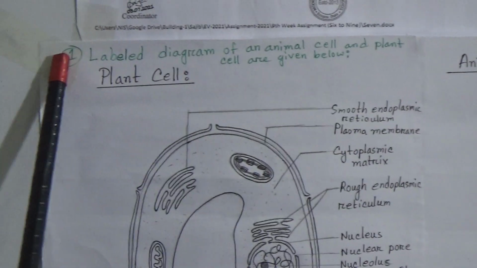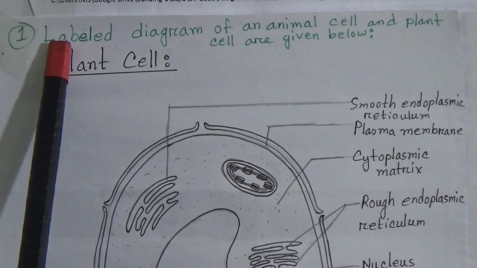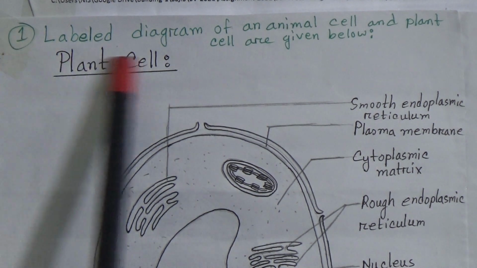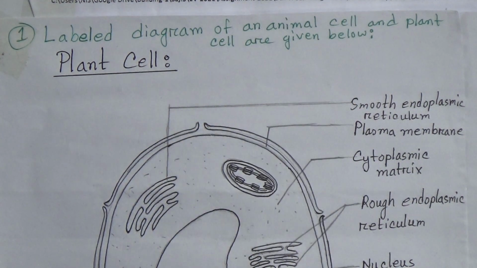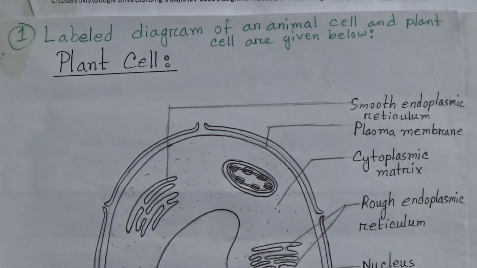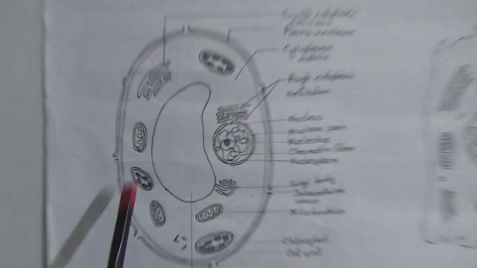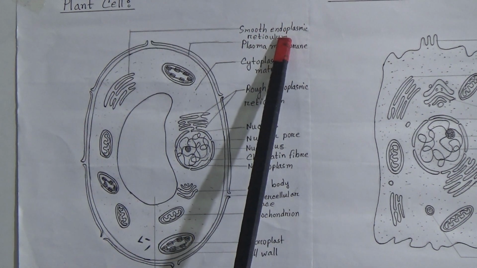Students, I have written here the answers of these questions. Here is the answer to question 1. Question 1 was draw and label the diagram of an animal cell and plant cell. I have written here labeled diagrams of an animal cell and plant cell. Then you will draw this plant cell or animal cell on poster paper, or you can use A4 size paper also. You will draw like this, and I have labeled here, and you will label the diagram also.